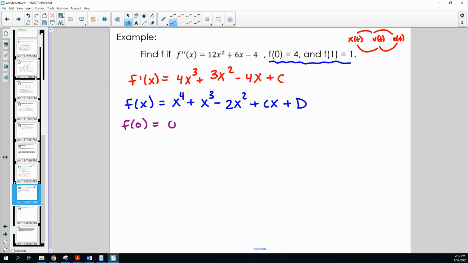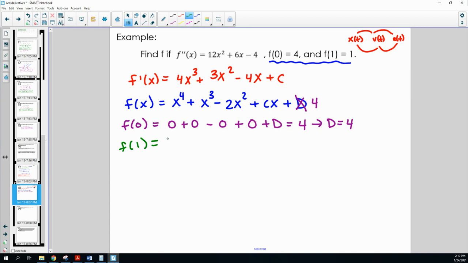So 0 to the fourth is 0. 0 cubed is 0. 2 times 0 squared is 0. C times 0 is 0. And then plus d equals 4. So this tells me that d is equal to 4. So what I can do now is go back up to my function and get rid of the d and put in 4. So now I'm going to find f, I'm going to use the information for f of 1. So f of 1, and I'm going to plug 1 into here, and I'm going to use 4 in place of d.